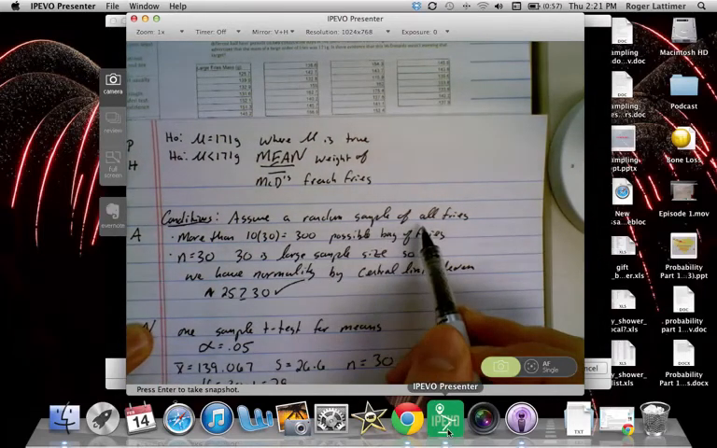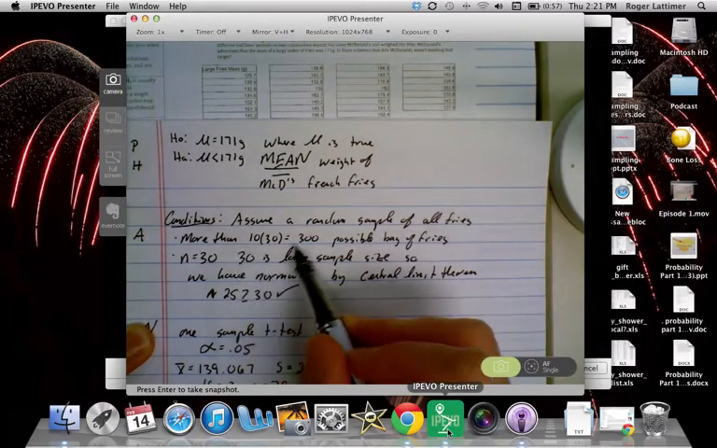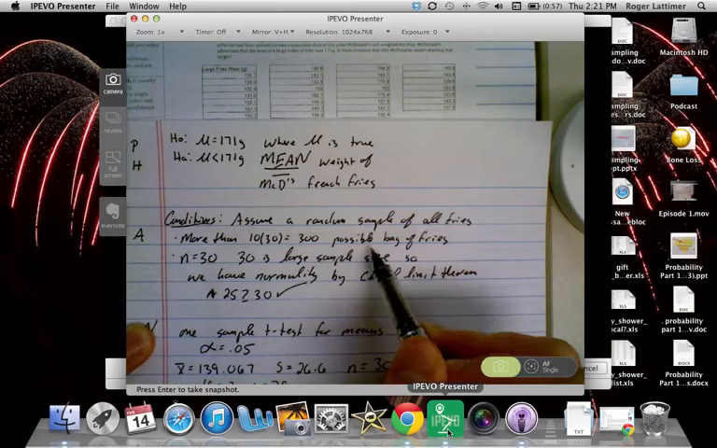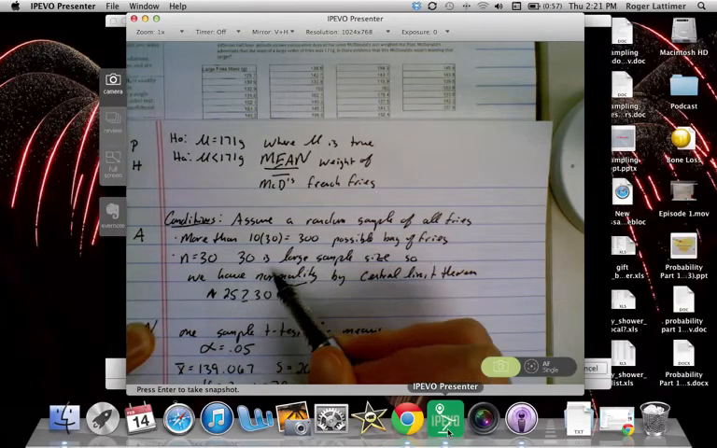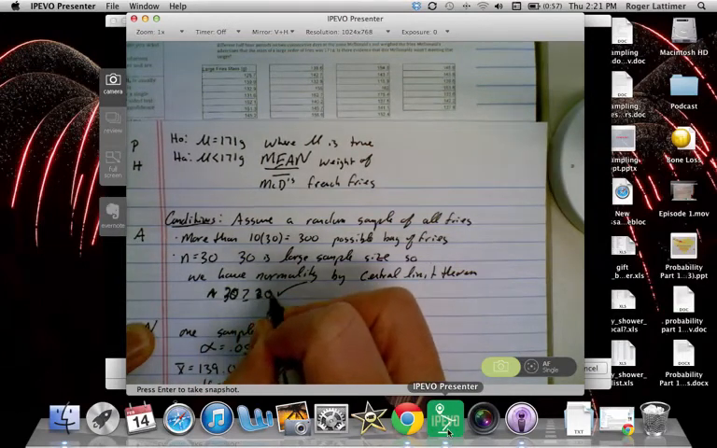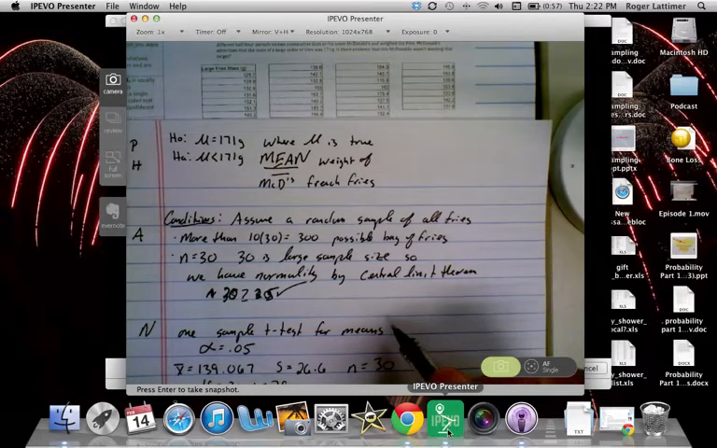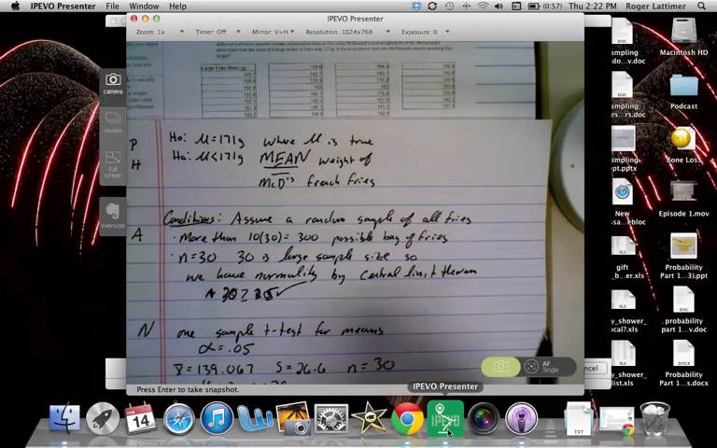Okay. So conditions. First, assume it's a random sample of all fries. Fair to do that. And more than 300 possible bags of fries. The 10% rule still there. And n is 30. 30 is a large sample size. So we have that central limit there. 30 is bigger than 25. So we actually are good to go with the central limit theorem. If it was smaller than 25, I'd need to look at the graph and see if I had normality out of there. Remember our rules for the t-distribution.